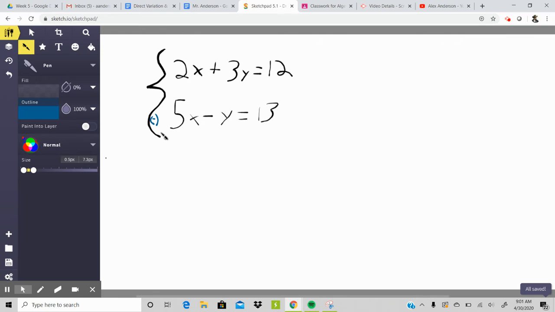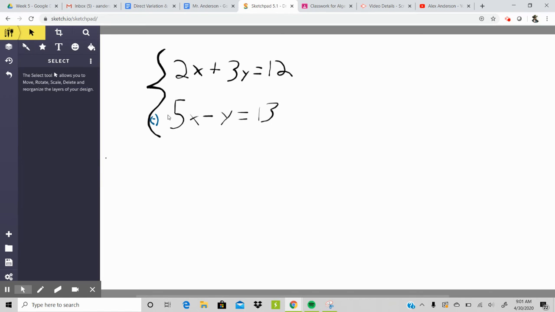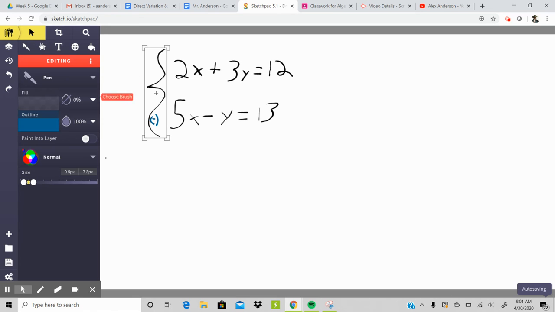Well, 2x minus 5x is going to give me negative 3x. And 3y minus negative y, subtracting a negative is like adding a positive, so that would become 4y. 12 minus 13 is negative 1. Again, none of the variables are eliminated. So elimination with those two strategies right there did not help.